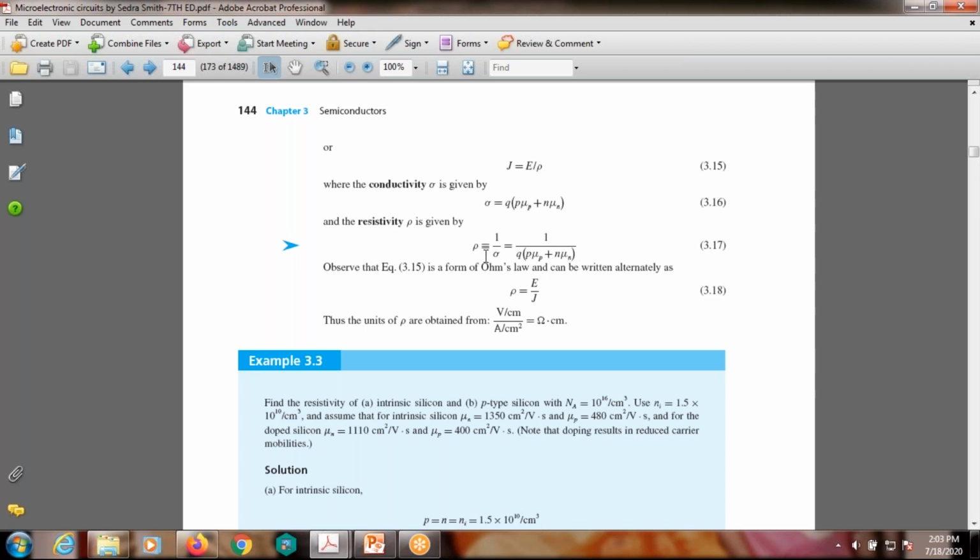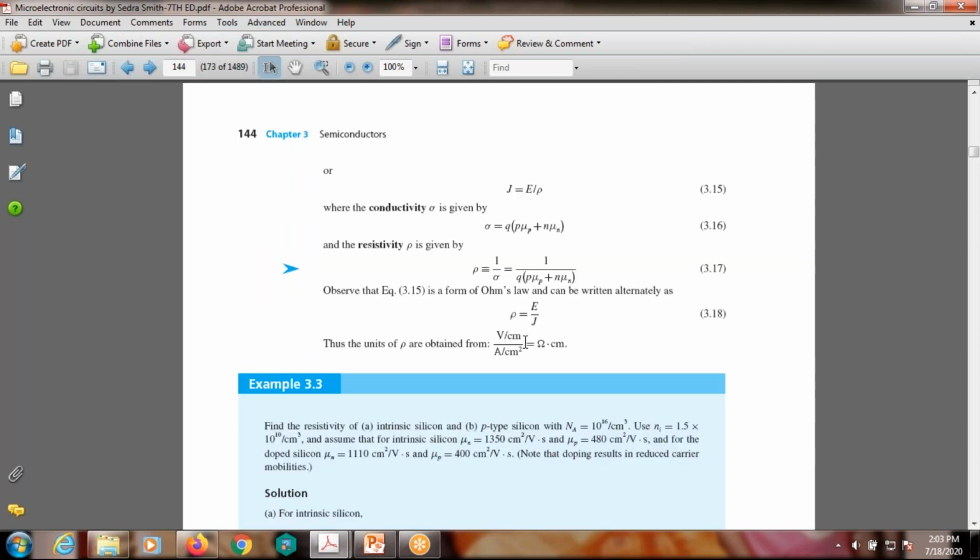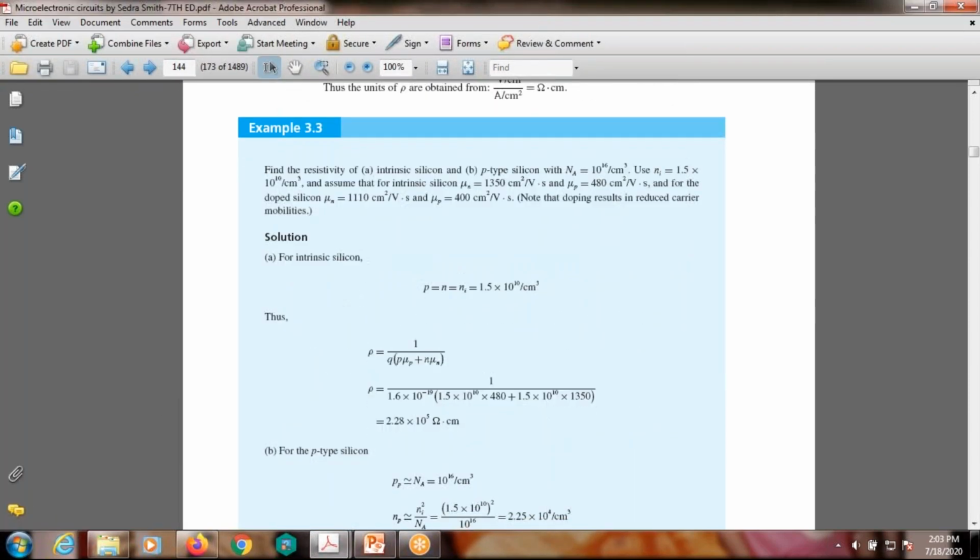Like that. Once you know these equations, we can easily solve the problems related to the current density, drift current density, drift current due to electrons as well as holes. Now in today's class we discuss another important current flow mechanism in semiconductor devices, that is diffusion current, right?